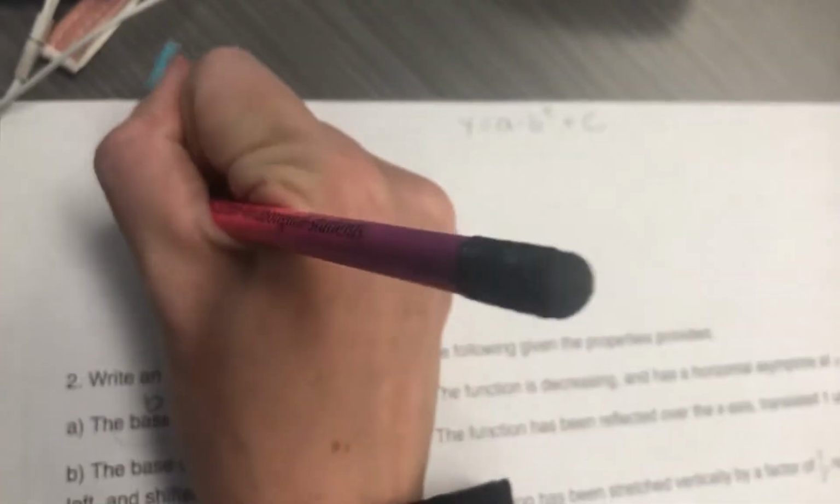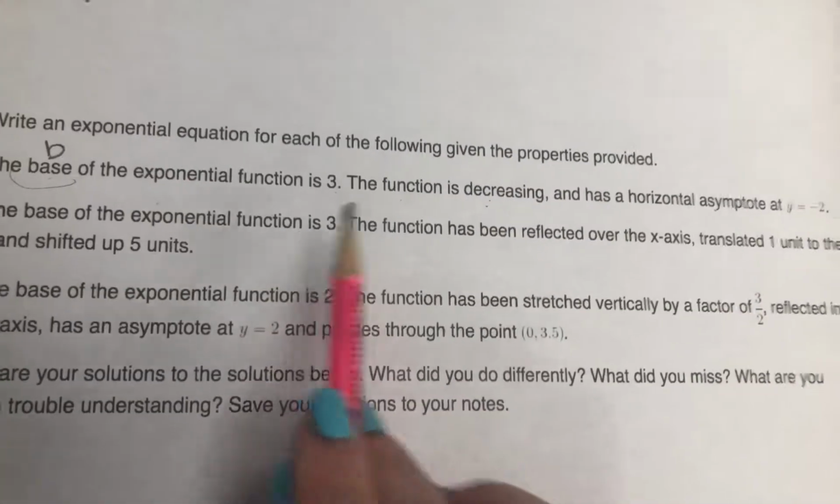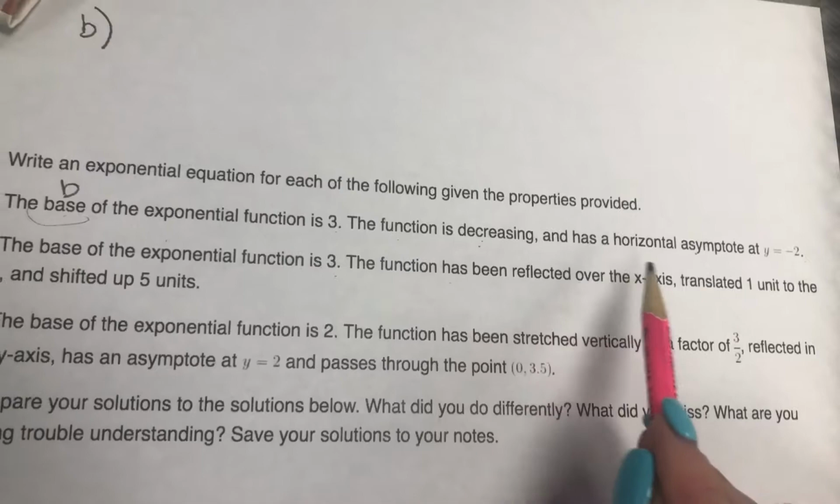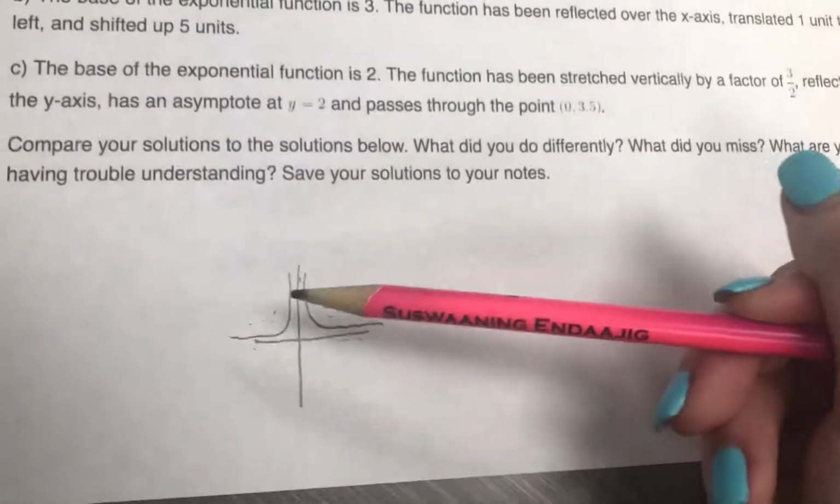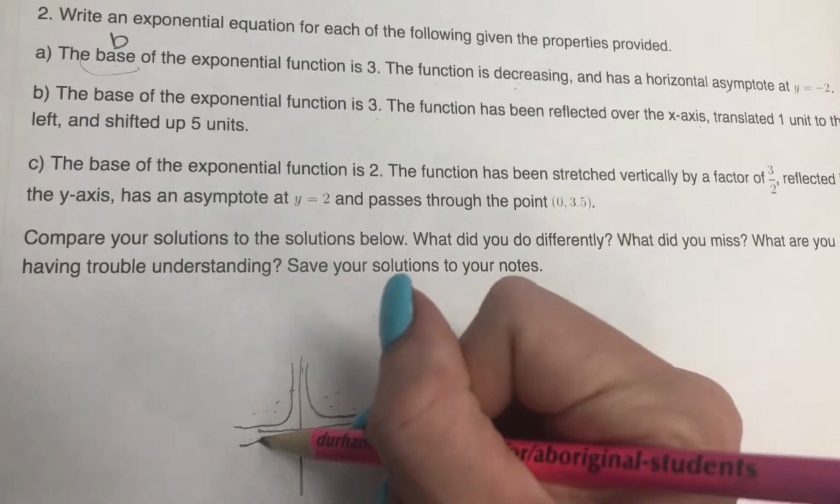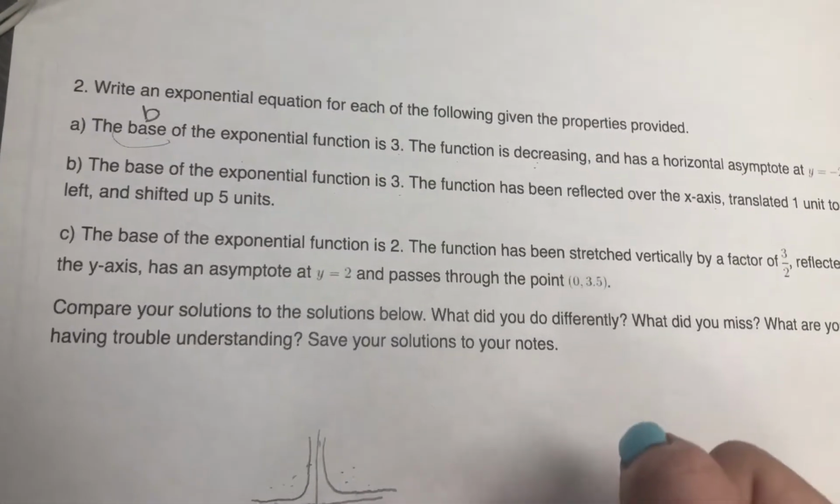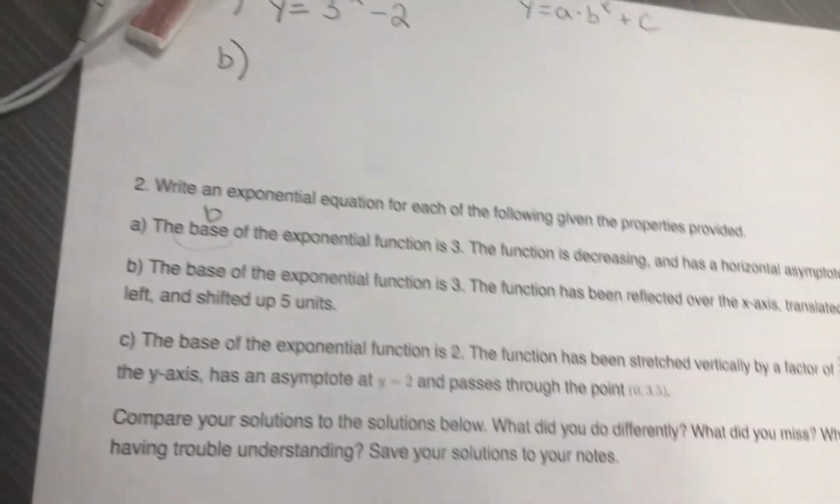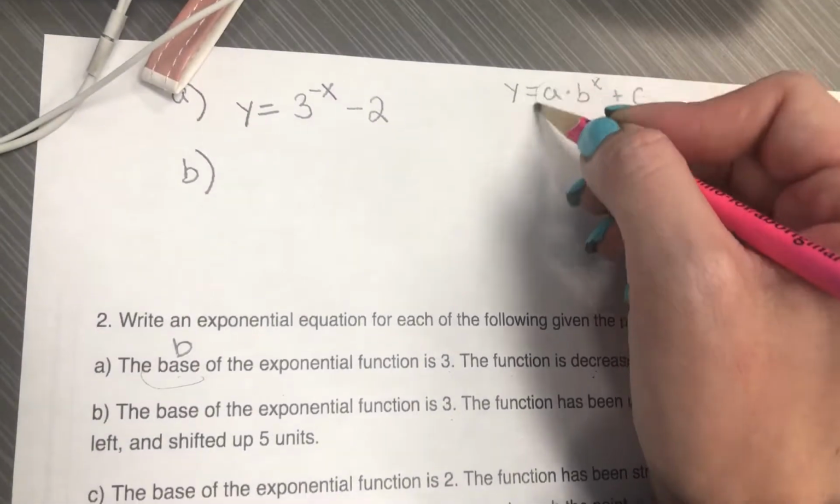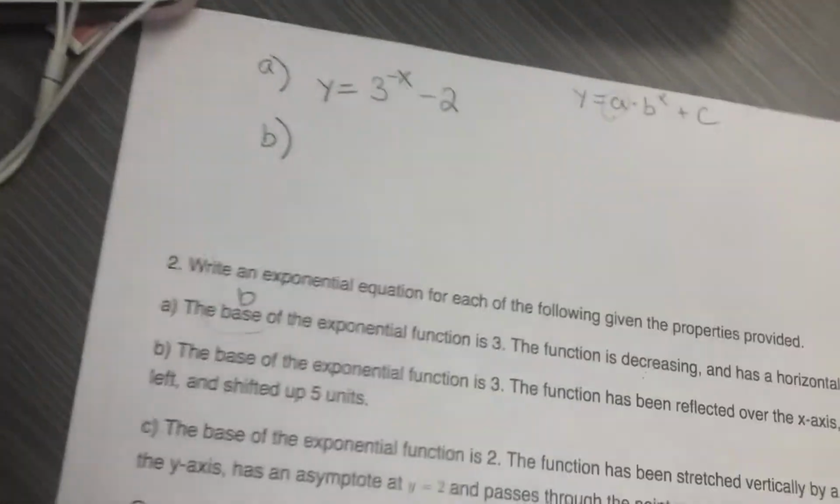For B, the base of the exponential function is 3. The function is reflected over the x-axis. So this time, our function is reflected this way, so it's going to be going like this. When it's getting reflected, the sign is going to be in front of the A. That determines if it's reflected over the x-axis or not.